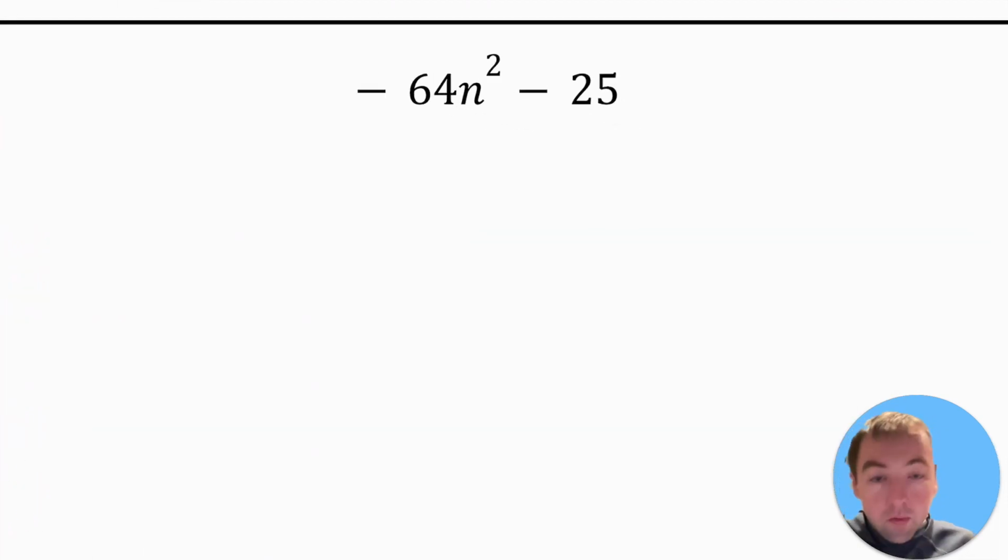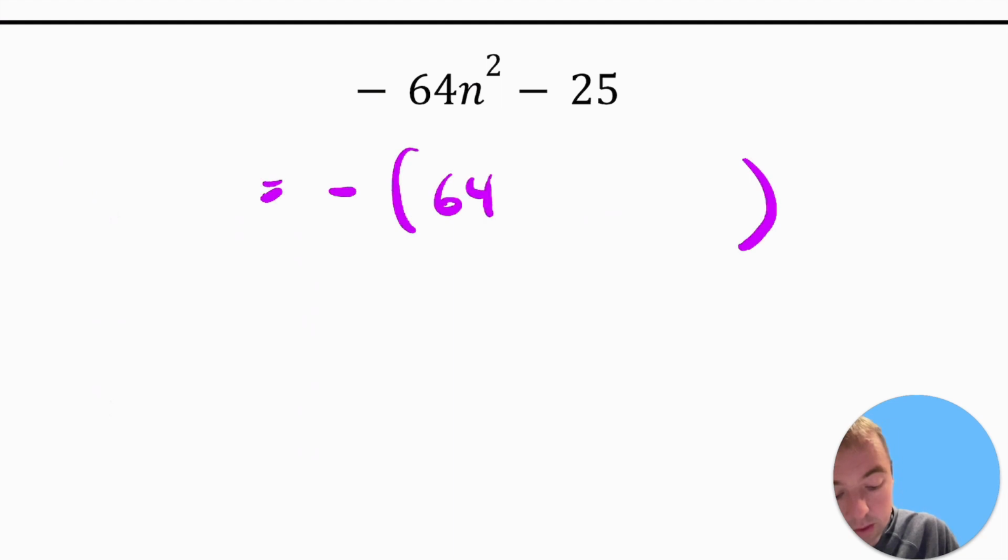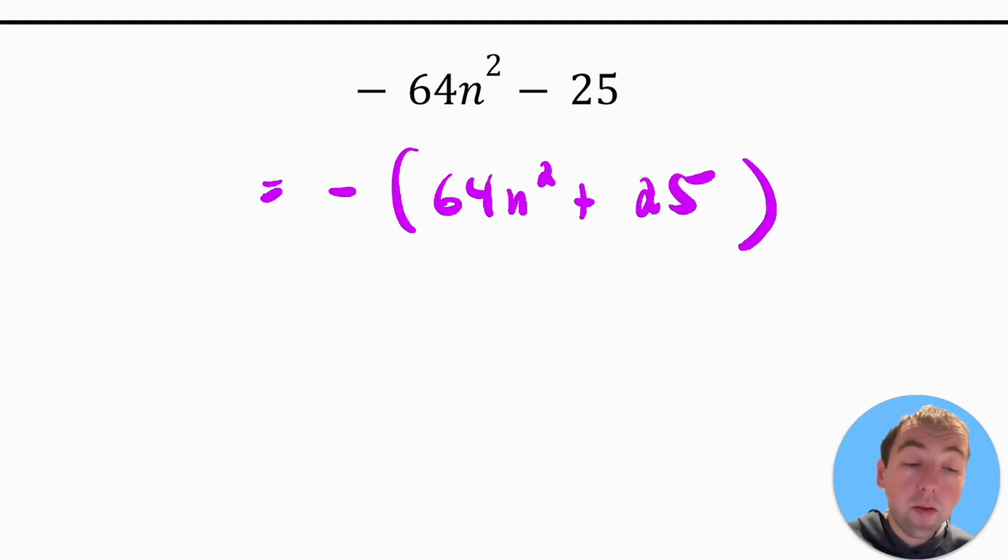All right, so we're going to try to factor this guy right here. As with any factoring, always check for a GCF first. And I don't think 64 and 25 have anything. But you'll realize that the beginning term is negative, so you at least want to factor out a negative 1, which means that you get positive 64n squared and positive 25 inside of the parentheses, once you factor out that negative 1.